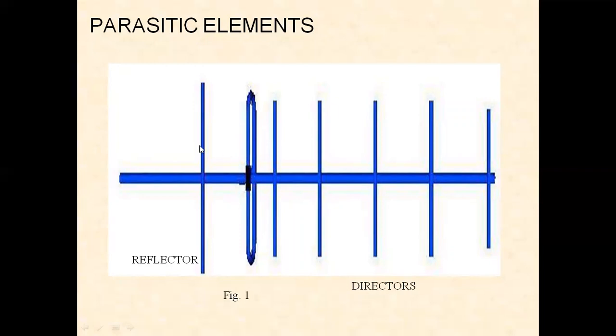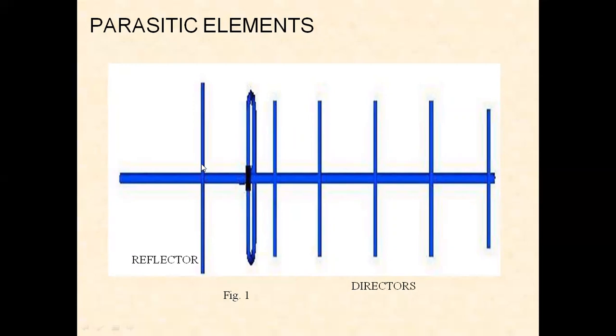The other elements are parasitic elements. All these elements are parasitic elements. The driven element is folded and it is connected to the television receiver. This is the main antenna. And it consists of one reflector. This is a reflector, a long radiator, which is placed behind the driven element, and one director in front of the driven element.